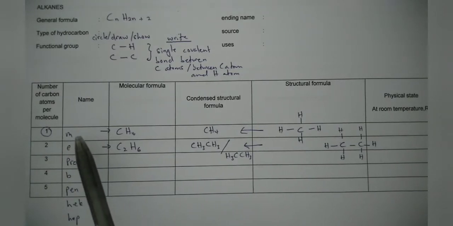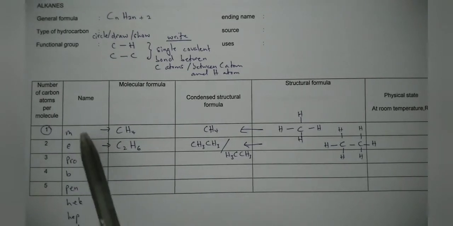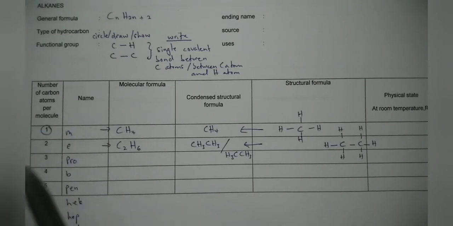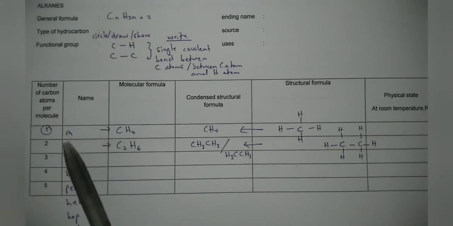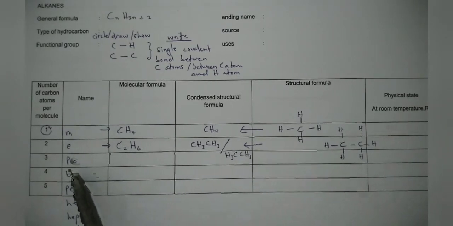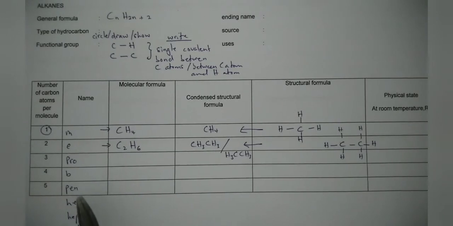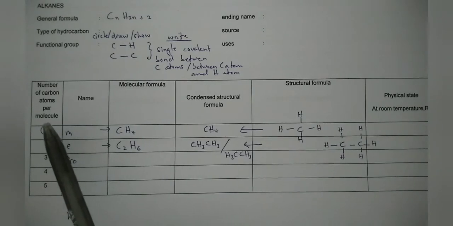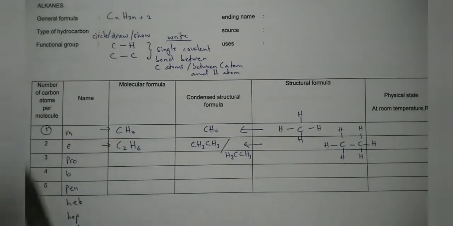The homologous series of alkane has 10 members. The members in the homologous series of alkane are arranged by the number of carbon atoms per molecule. Number 1 is methane, number 2 is ethane, number 3 is propane, 4 butane, pentane, hexane, heptane, octane, nonane, and decane. One molecule of methane contains 1 carbon atom per molecule.